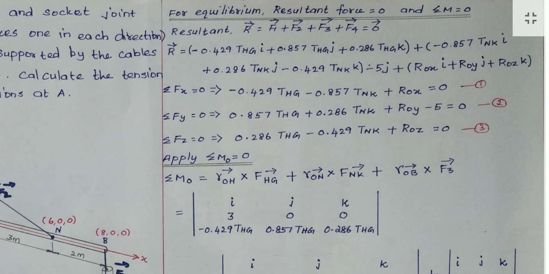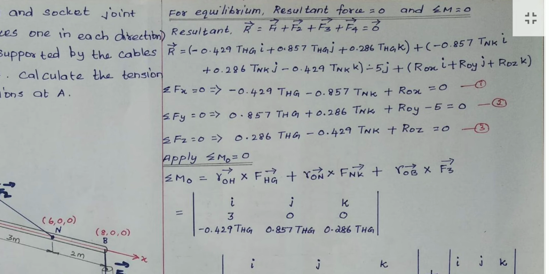Then how adding means add all the I components and equate it to 0. Similarly Fy is equal to 0, Fz is equal to 0. I component means here minus 0.429 T HG. Then here one I component is there, minus 0.857 T NK. Here also, one I component is not having. Here RO is there, equal to 0. Then Fy means J component. Add all J components in the equation. So here minus 5 also there, equal to 0. Then K component means this one value, another and here one value. So that's equal to 0.